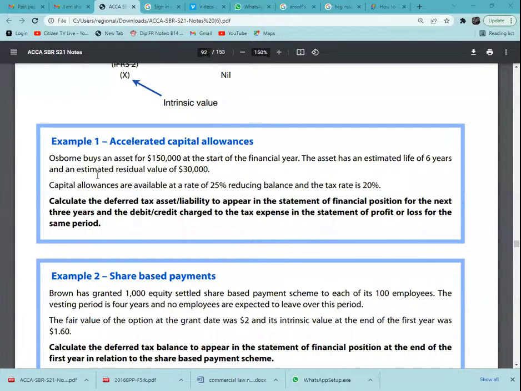So calculate the deferred tax asset stroke liability to appear in the statement of financial position for the next 3 years. But I would want us to do it for the 6 years.